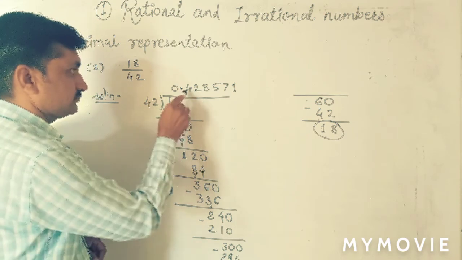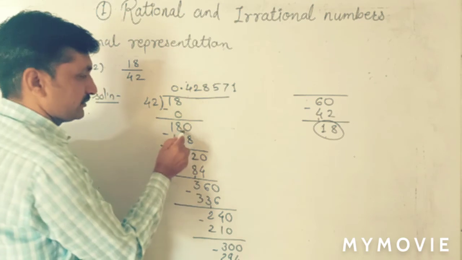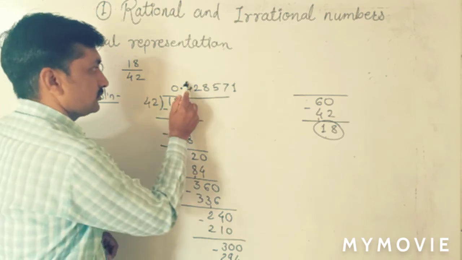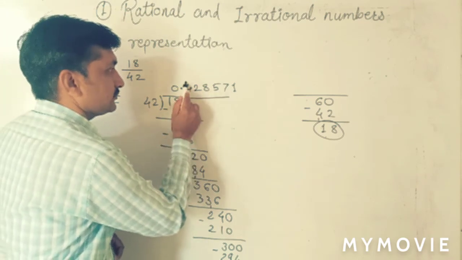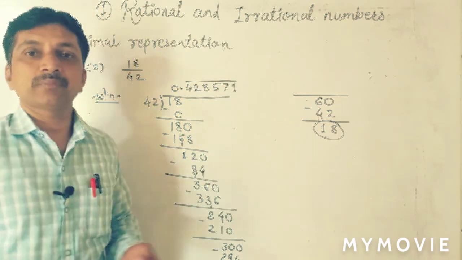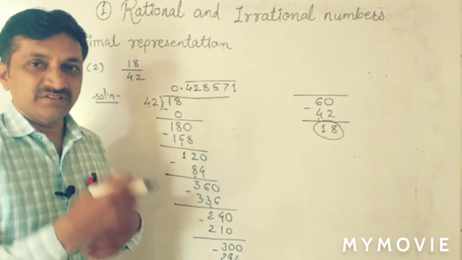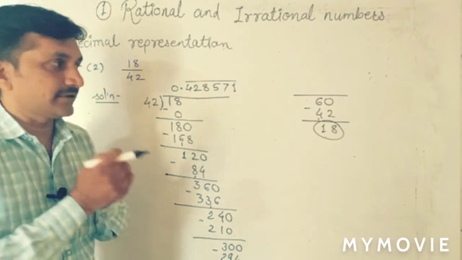It means that this 4 will come again. Now we will take 0 and 4 2s are 8. This group will repeat now. We don't get remainder 0. That's why it is non-terminating and the group is repeating. That's why it is recurring.